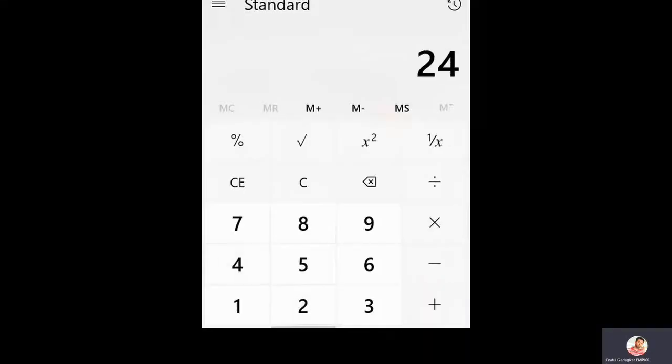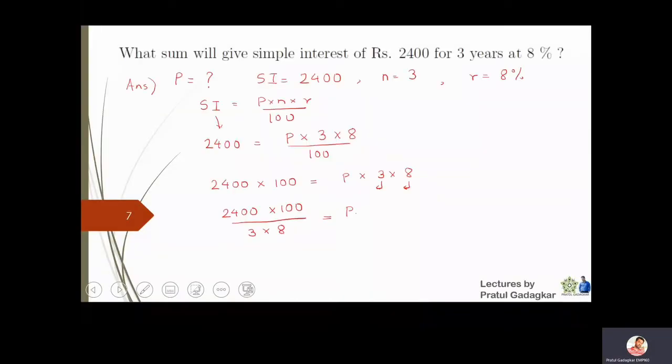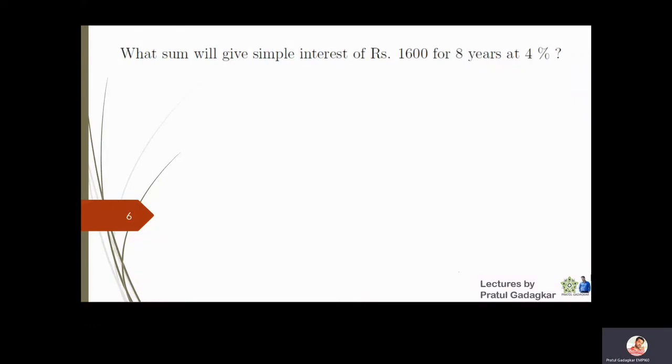So 2400 multiplied by 100 is equal to 240,000, and I will divide it by 3, which is equal to 80,000. Again, I will divide it by 8, so it will become 10,000. So the principal will become 10,000 in this problem. Let us now go to the next problem.